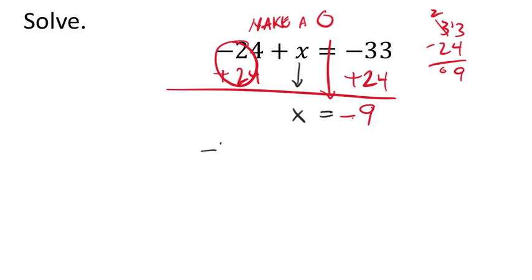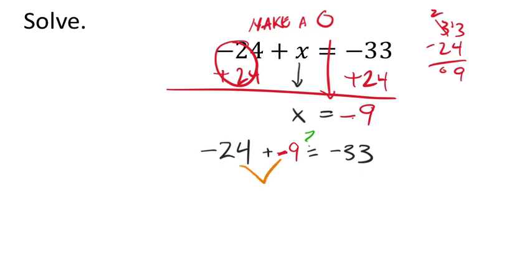Now the check. So 24 plus x, it should equal negative 33. That was the original equal statement. But now we're going to take the x and replace it with 9. Sorry, negative 9. Now, I'm not going to change that to a minus sign. I know that I'm adding the two values together. I'm going to make sure that this is true.